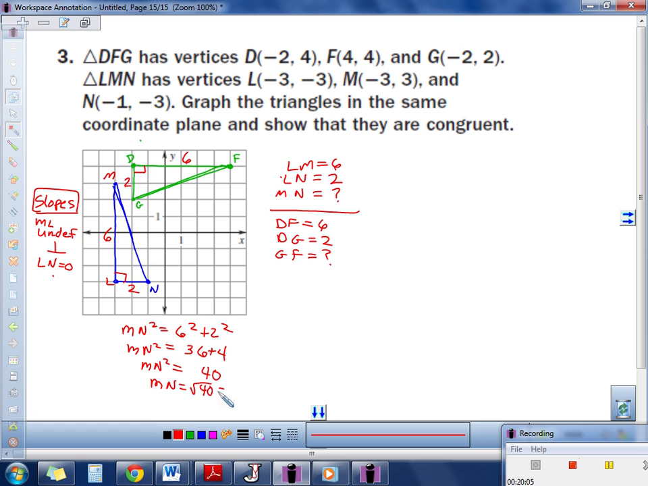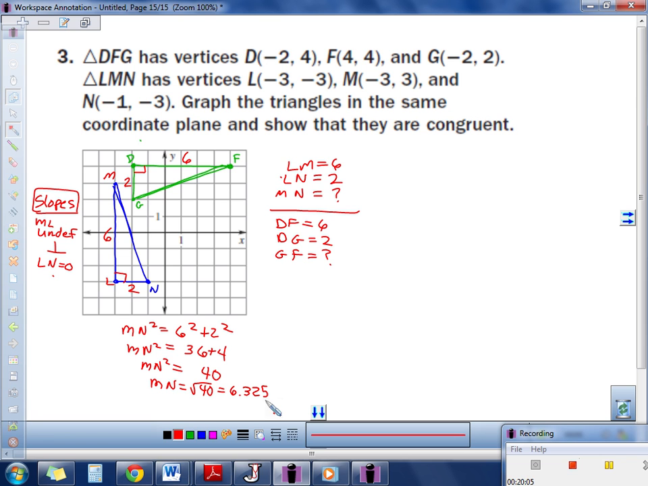And that's like 6.324? Or is it 324 or 325? 325. So make sure to round correctly. When it doesn't tell you how to round, round to 3 places. Make sure to round correctly.